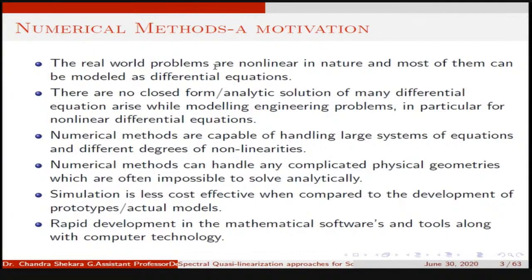Because of this, those who are yet to start or have just started their research in fluid mechanics must know one or other numerical methods and also the programming in mathematical software or tools.